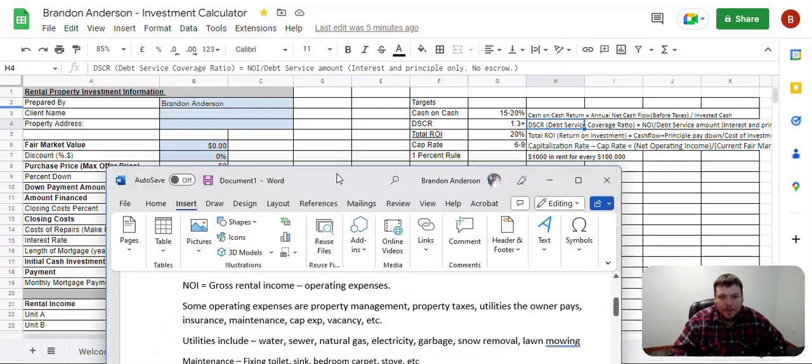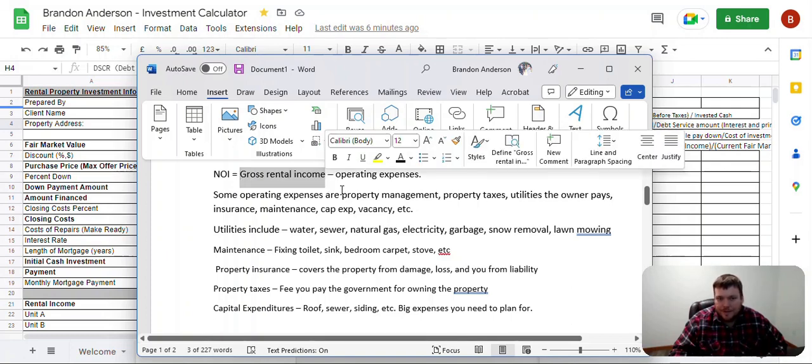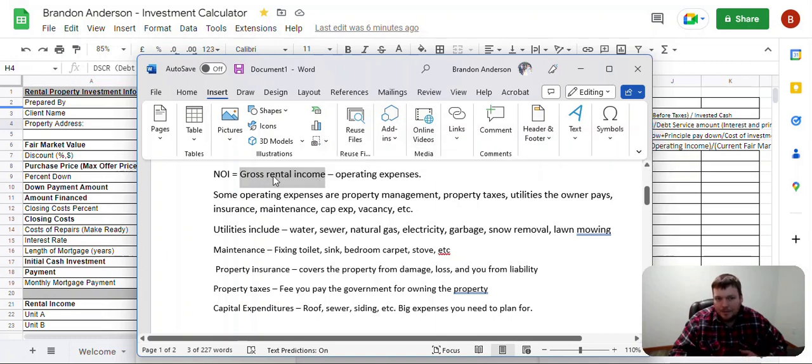So I typed this up over here. Net operating income, essentially how you get it is your gross rental income minus your operating expenses. Let's just say your gross rental income is $3,000 a month, or let's just go $1,000 a month for easy math. So that's $12,000 a year, right? And so you have $12,000 gross rental income. Now we got to minus the operating expenses.